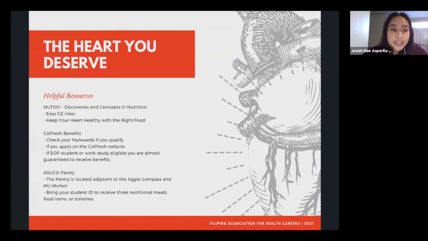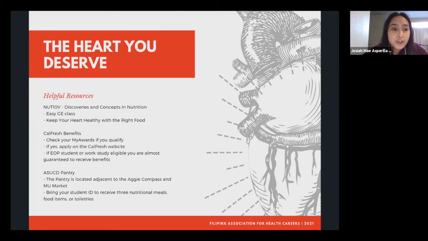Another helpful resource is applying for CalFresh benefits. You should check your My Awards to see if you qualify. Usually there's a notification on top of your My Awards that says whether you qualify or not. If yes, you can apply on the CalFresh website. It's super easy, super quick. You just have to input a little bit of information and then you're done.